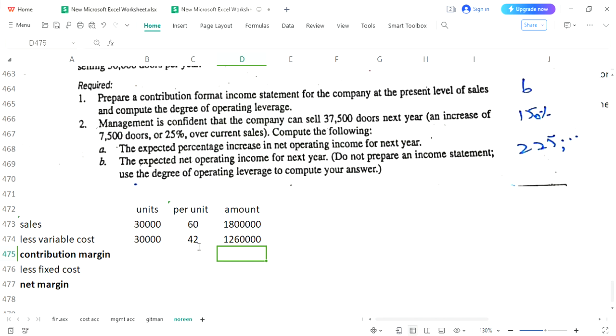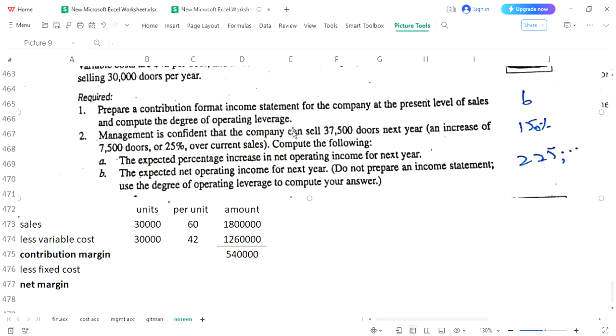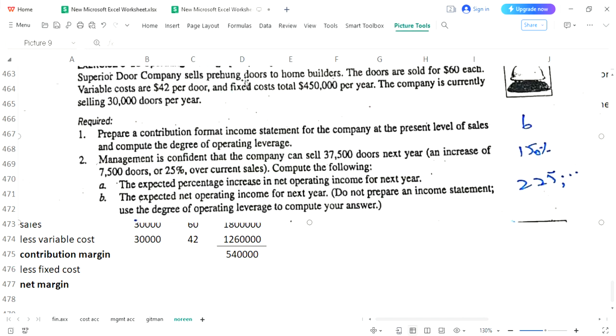So you have got your answer, variable cost, and we can calculate our contribution margin by subtracting variable cost from the sales. Our sales here are 18 lakh, and you need to subtract variable cost, which is 12 lakh 60,000. So we have got the contribution margin. Then we need to see how much is fixed cost, and you can see fixed cost is 4,50,000. All right, so put 4,50,000 in front of fixed cost.